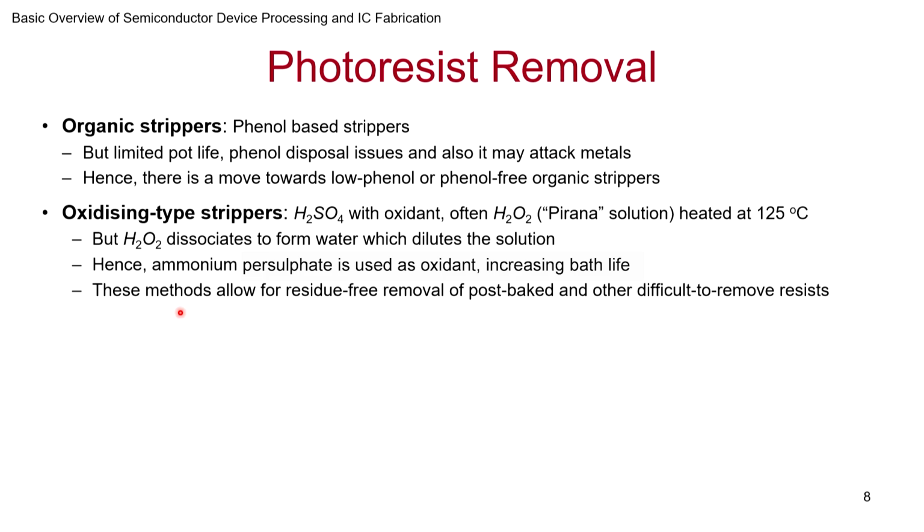So this method allows for residual-free removal of post-baked and other difficult-to-remove resist. In fact, sometimes photoresist can be very stubborn, especially when you have done the post bake. After the lithography and before the process, you do a post bake, and sometimes during the processing it may become more hardened. Sometimes you purposely harden it by implanting into the photoresist, so that it doesn't give way during the main etching process or something.